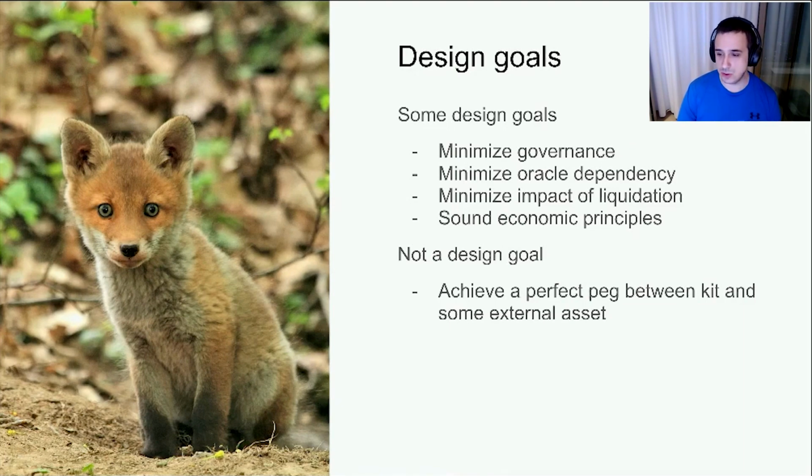What is not a design goal is to achieve a perfect peg between kits and some external assets. There's a lot of projects who say, oh, this will be pegged to exactly $1. I have a video on the topic, and this is essentially impossible. Unless you are tokenizing a bank account, you cannot build a Robocoin that will maintain a perfect peg to some other assets. If you do so, you violate some fundamental economic principles.